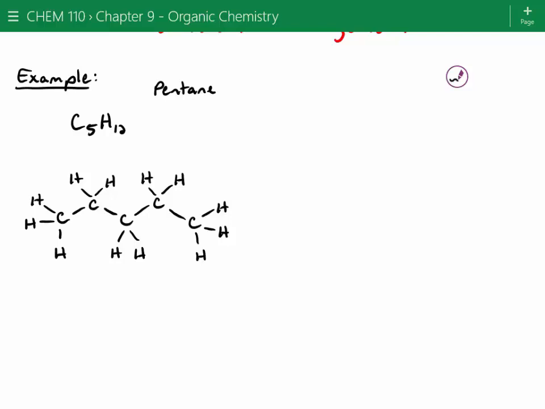And what we call it when it's in a long chain is n-pentane. And what the n stands for is normal, or a straight chain pentane. So in this case, it's pentane without any branching. It's just a long chain of 5 carbon atoms.